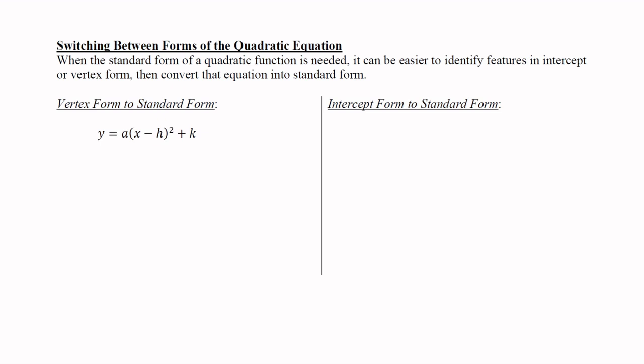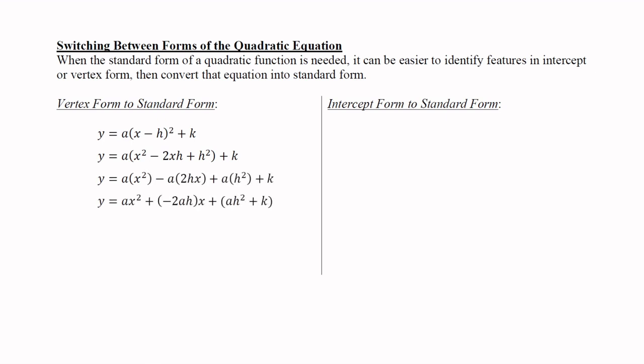This is just a little bit of background as to where all of this comes from. Okay, so to solve this, let's first expand the binomial, the squared binomial. So that's going to give us x squared minus 2xh plus h squared. If you need to, you can multiply it out, x minus h times x minus h. Then we're going to distribute the a across. And then we are going to do a few groupings.